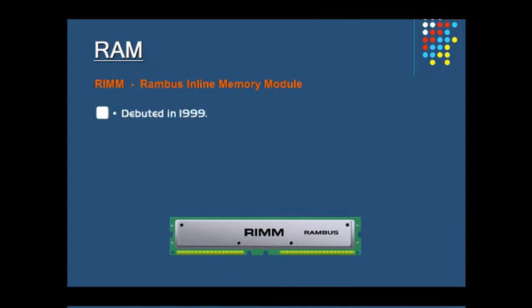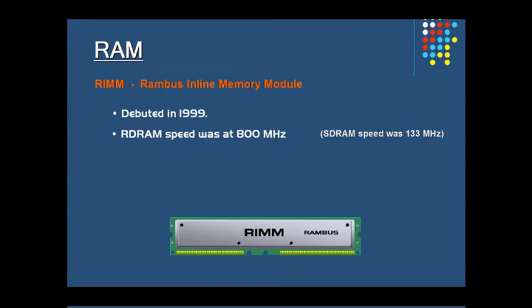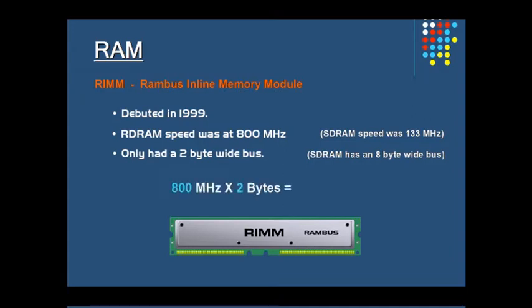When RDRAM debuted in 1999, it ran at 800 megahertz, which was considerably faster than SDRAM, which ran at 133 megahertz at that time. But even though it was a lot faster than SDRAM, RDRAM only had a 2-byte wide bus, compared to SDRAM, which had an 8-byte wide bus. So if you multiply the speed of RDRAM, 800 megahertz, times the bus width, 2 bytes, you would get a total bandwidth of 1600 megabytes per second.